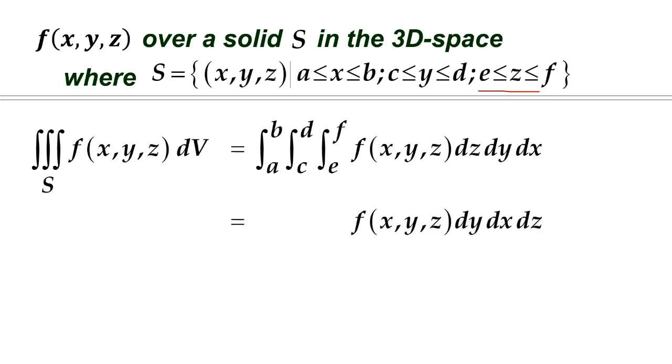Okay, let's integrate the function with order of integration dy, dx, and dz. You can pause this video to try to complete this iterated integral in your notes. Okay, you'll get, with respect to y, our bounds are from c to d. With respect to x, our bounds are from a to b. And then lastly, we have e to f.